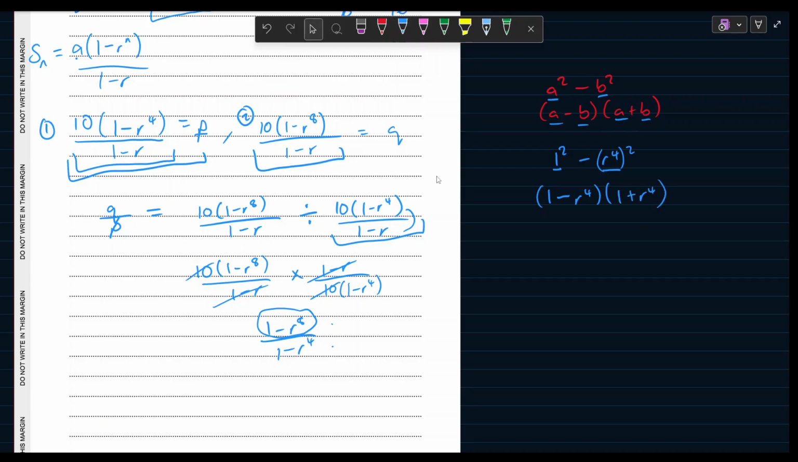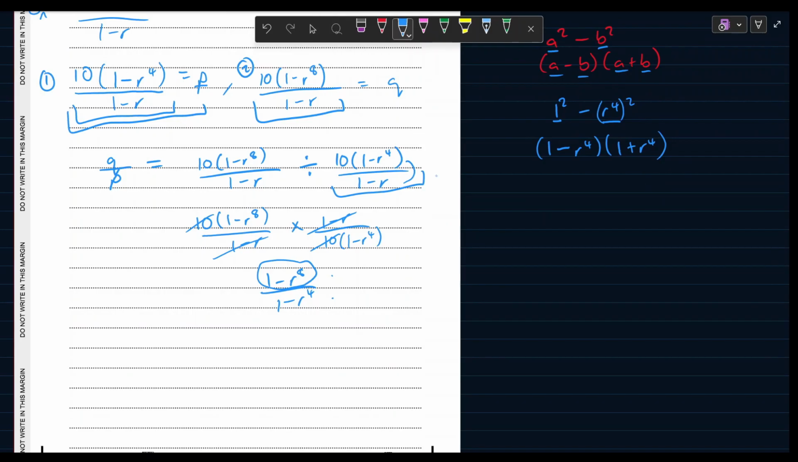And the reason we want to do it this way is so that we've got things that can cancel out. So 1 minus r to the 8 can be written as that expression. It's going to be 1 minus r to the 4 times 1 plus r to the 4, and this is over 1 minus r to the 4. So this part cancels out and you end up with 1 plus r to the 4.